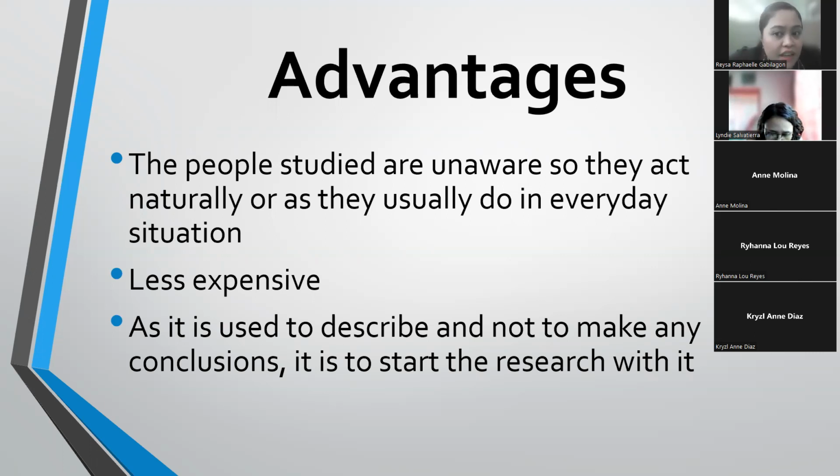The people studied are unaware, so they act naturally or as they usually do in everyday situations. If this is an observational study, we'll just observe them, how they act, how they do things in reality, and we can observe them in their natural setting. If we're going to use a questionnaire, it is still possible. It is still their actual knowledge that we can see. Their actual knowledge over a topic. And then this is less expensive because all you need here is your questionnaire.